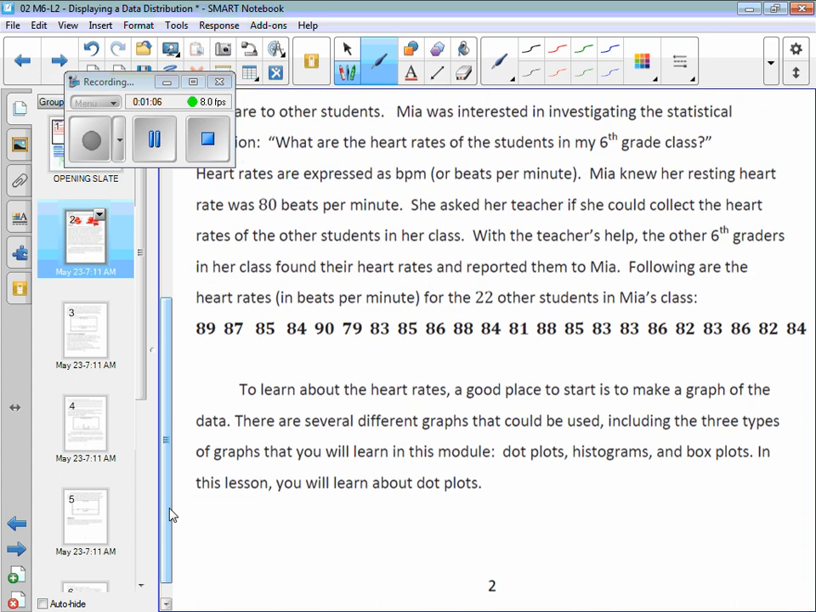To learn about the heart rates, a good place to start is to make a graph of the data. There's several different graphs that could be used, including the three types of graphs that you will learn in this module: dot plots, histograms, and box plots. But I don't know if we're going to get to box plots or stem and leaf or stem and whisker. But definitely dot plots and histograms are in the next 4 or 5 lessons. All right, so this is dot plots.